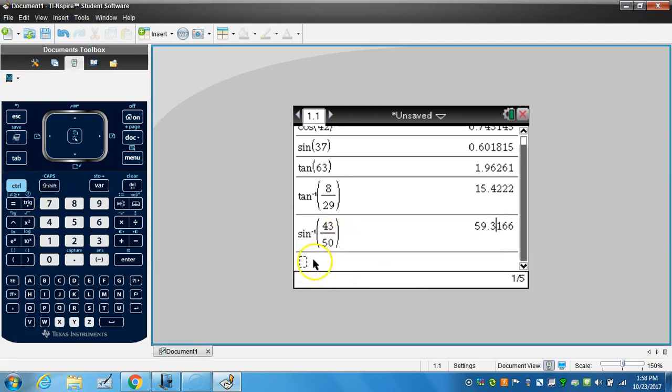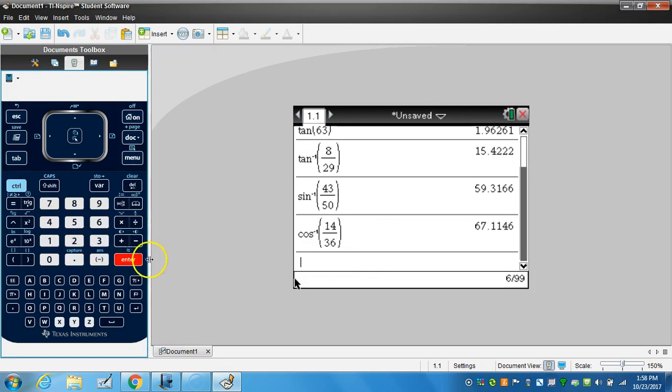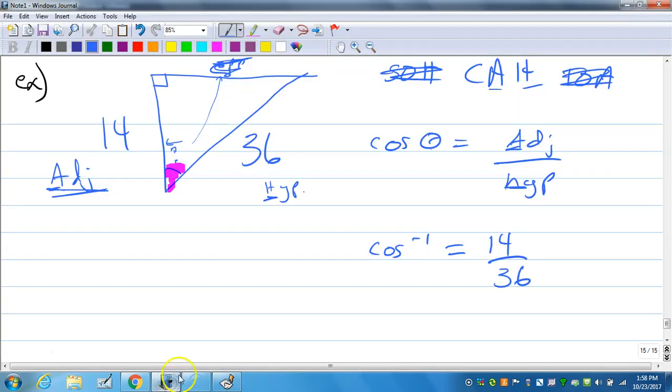Cos -1. Trig. Cos -1, 14 and 36. 67.11. 67.11 degrees.